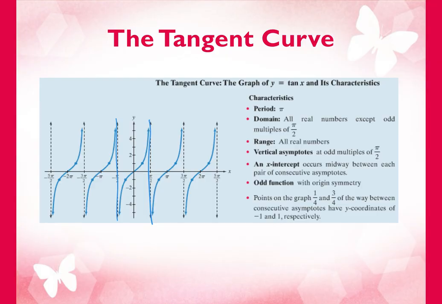This one points up and down, unlike sine and cosine. Our max is 1 and negative 1. There are vertical asymptotes at odd multiples of pi over 2. There's an x-intercept halfway between each pair of asymptotes. It's an odd function, which means it has origin symmetry. And the points that are 1/4 of the way and 3/4 of the way between your asymptotes have the negative a and positive a value, which in the parent function are negative 1 and positive 1.